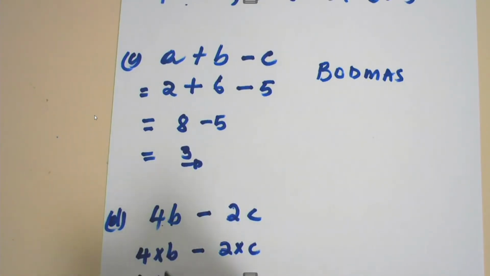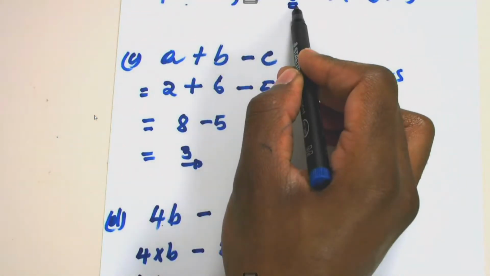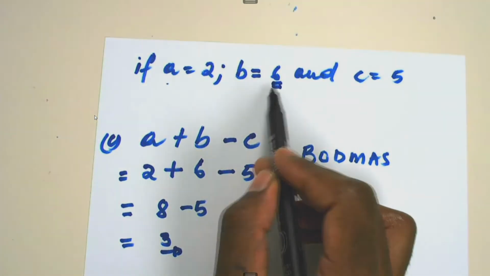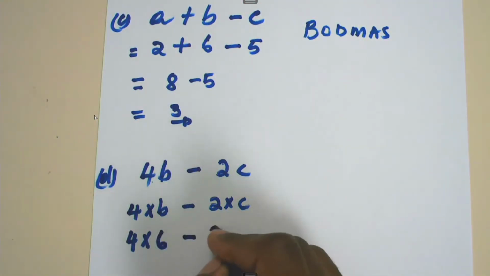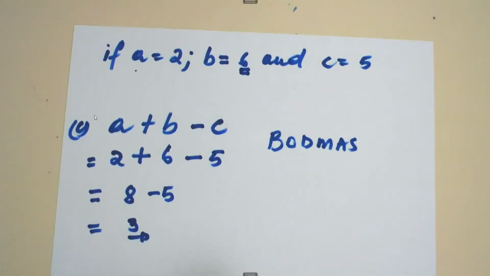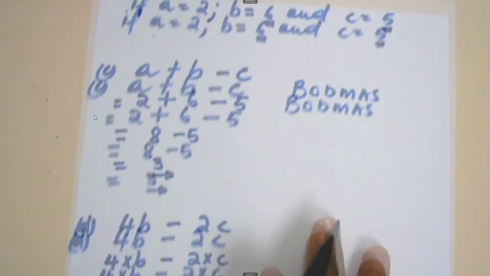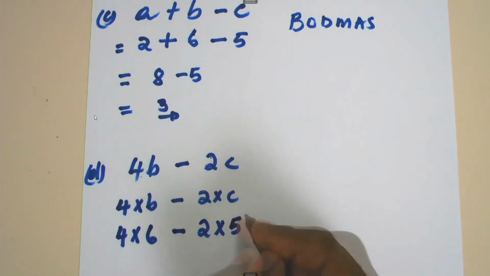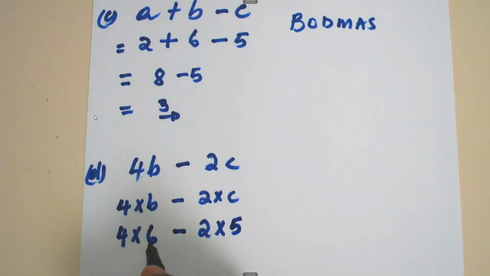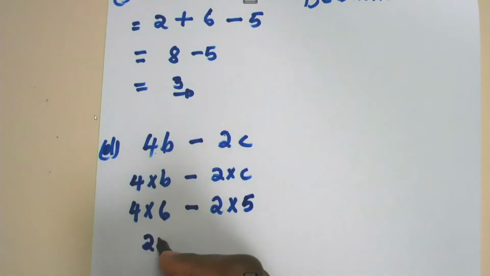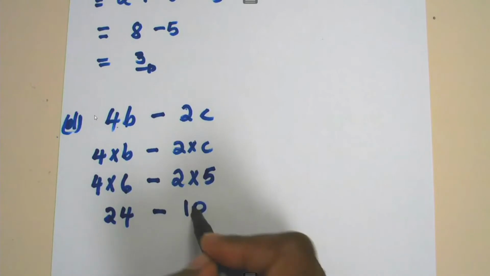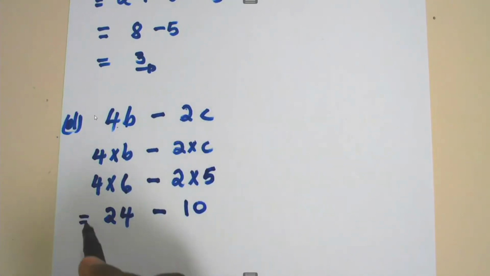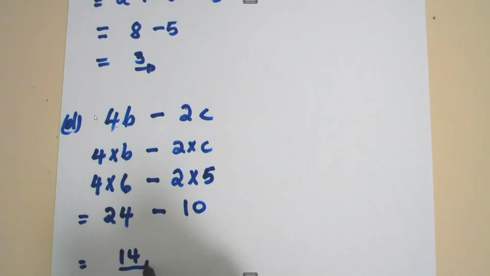Now, 4 multiplied by b. How much is the value of b that was given to us? They said b equals what? 6. So it's going to be 4 multiplied by 6 minus 2 multiplied by, how much was the value of c? They said c equals 5. We just substitute it by 5. Therefore, 4 multiplied by 6 equals what? 24. Minus 2 multiplied by 5 equals what? 10. Therefore, 24 minus 10 equals 14.